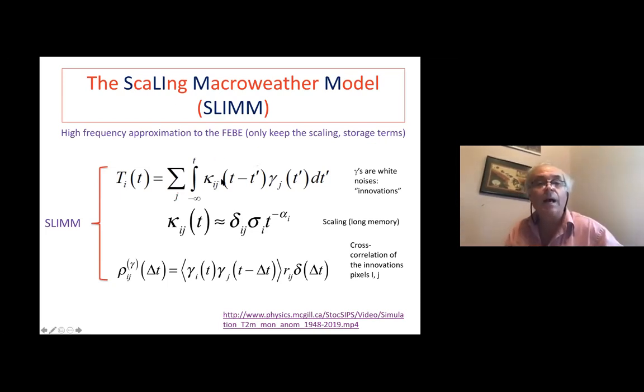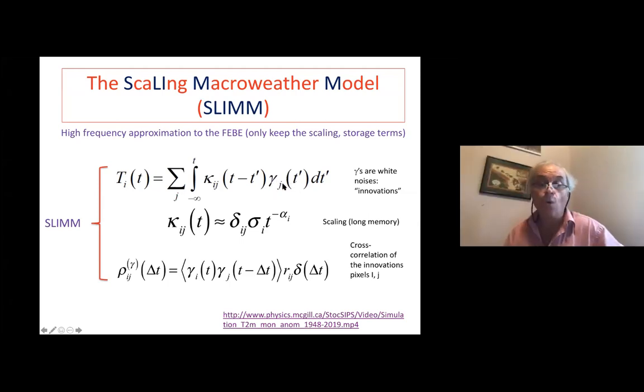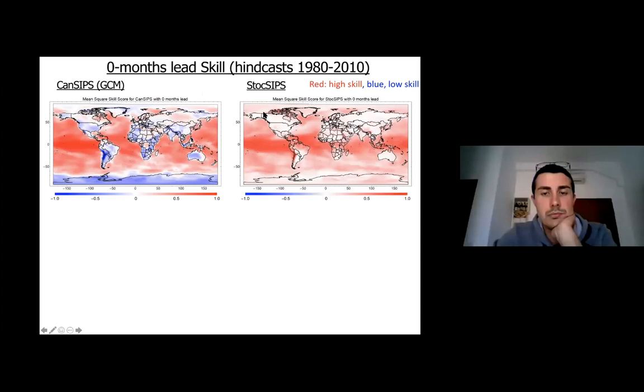Okay, this is maybe too much for this short talk, but the idea is that you have a temperature at a pixel I that depends on this kernel here that you integrate over all the past times. It turns out to be a power law, and you weight it by a Gaussian white noise. The key point is that the Gaussian white noise can have spatial correlations, but there are no time correlations. It's delta correlated in time, and that's a very important point. So all of the temporal correlations come from this power law kernel, which gives it an extremely long memory.